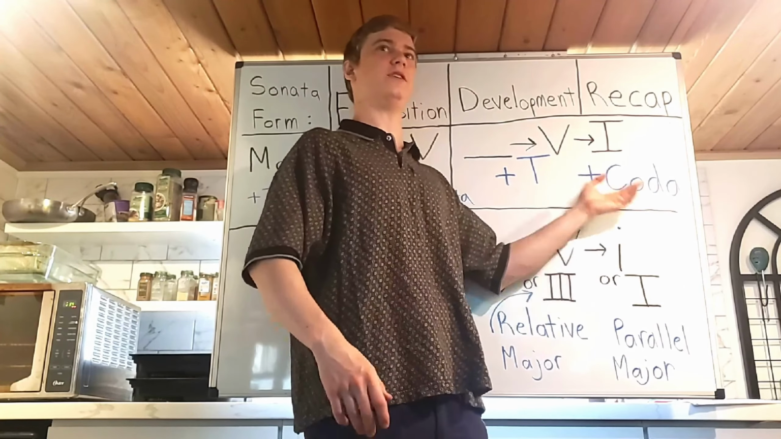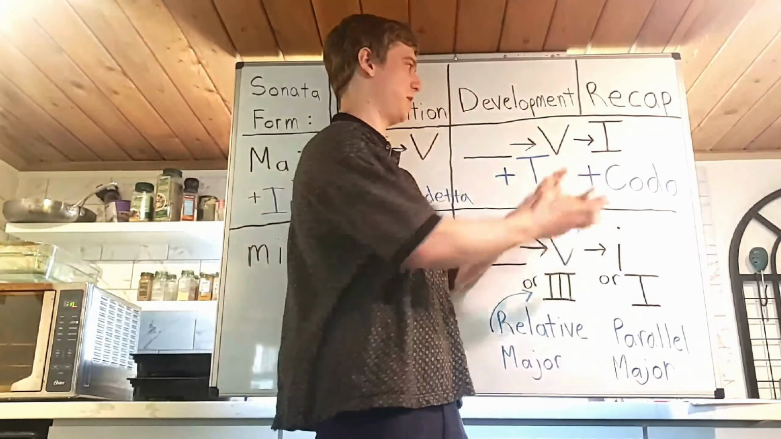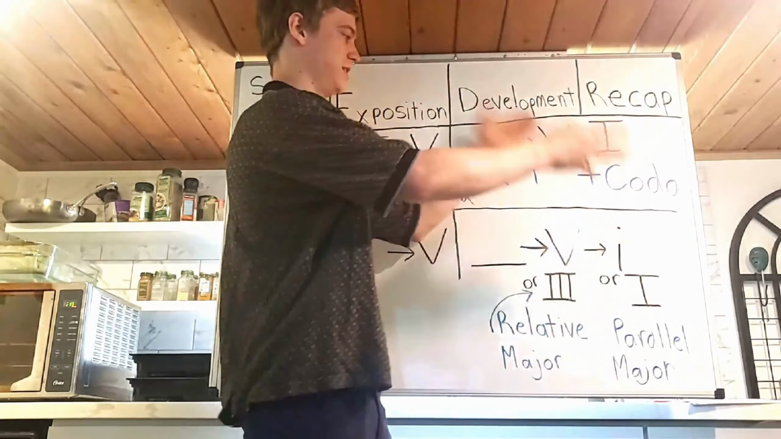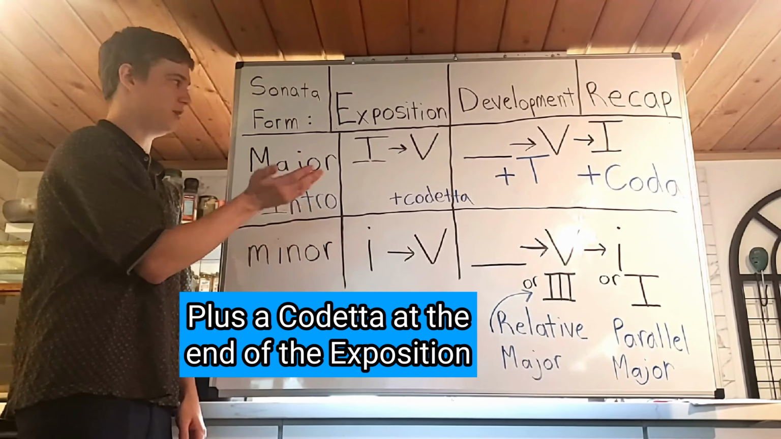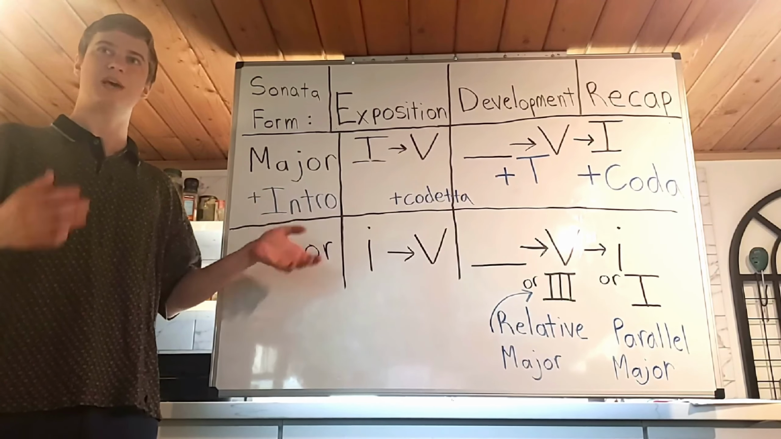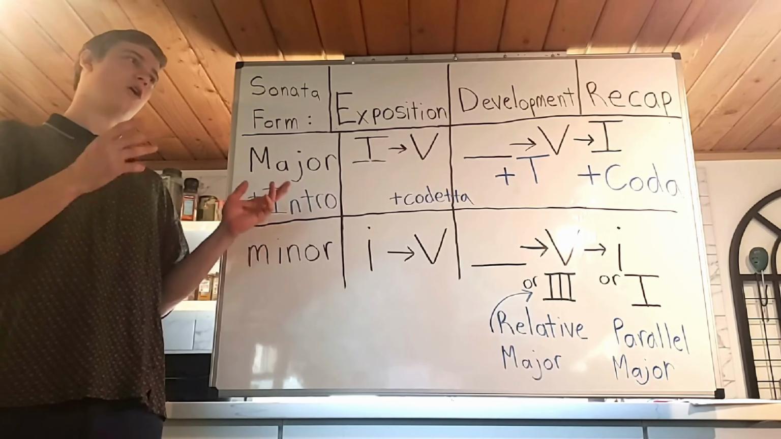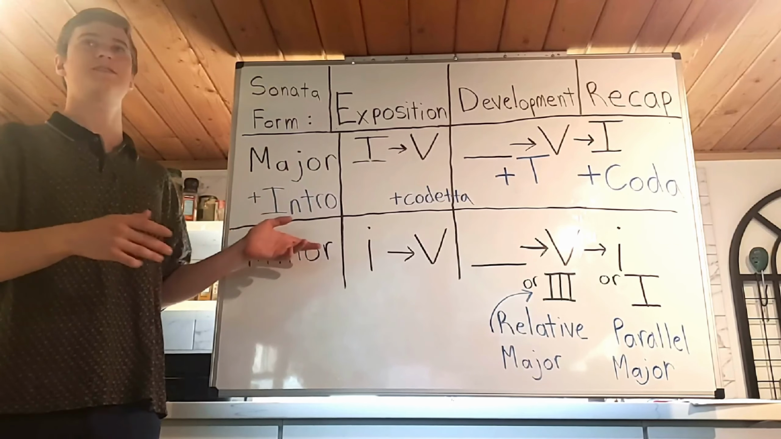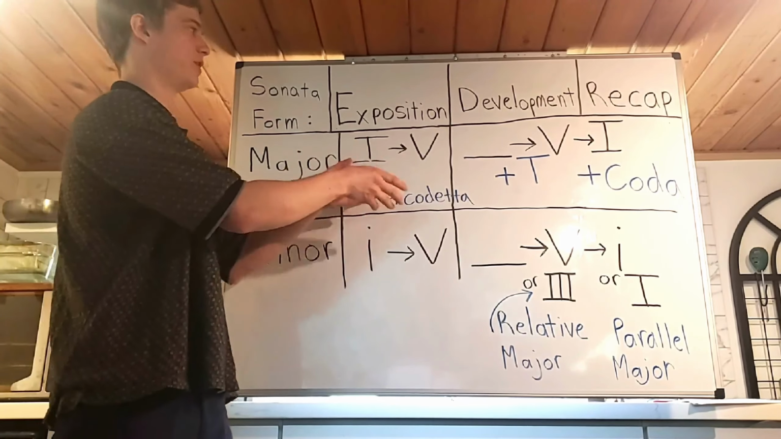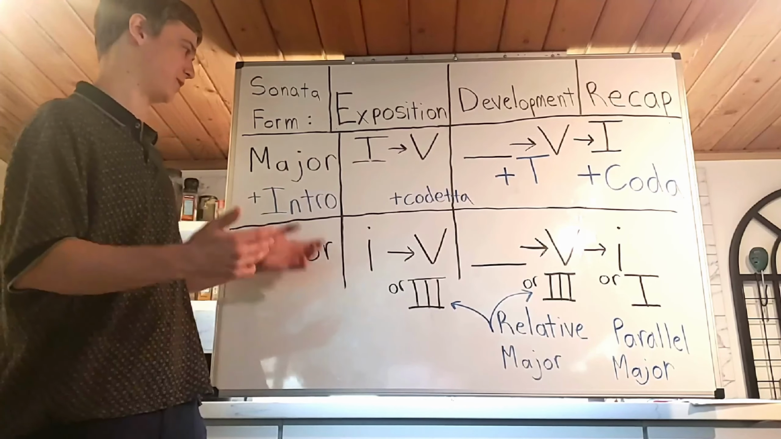This frequently has an additional coda at the end of the recap, further emphasizing that we are ending in this home tonic key, really giving closure to this entire movement, along with an intro before the exposition. The introduction is usually at a slower tempo. It is going to set the mood for the piece, possibly hinting at the harmony that's going to be found in the piece, or maybe even hinting at some of the thematic material that we're going to find within the groups of the exposition. Then in minor, it's the same idea with some subtle changes.